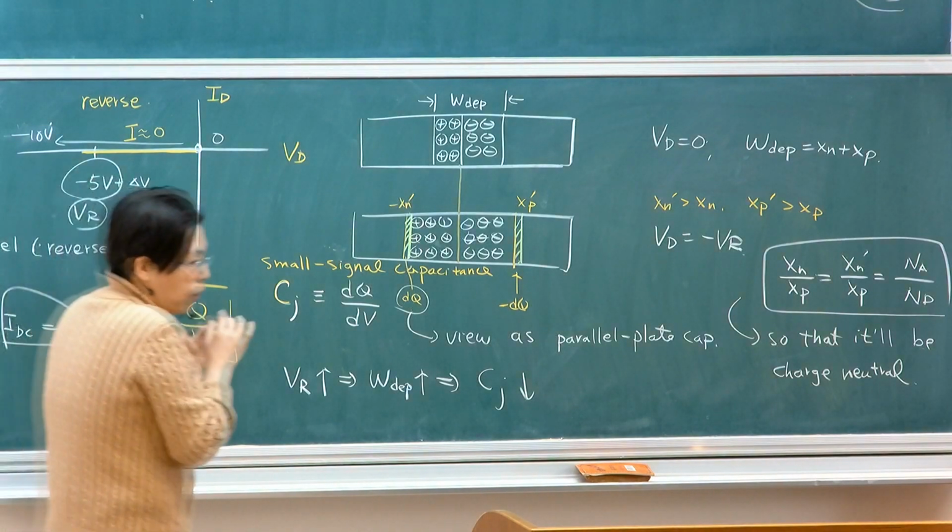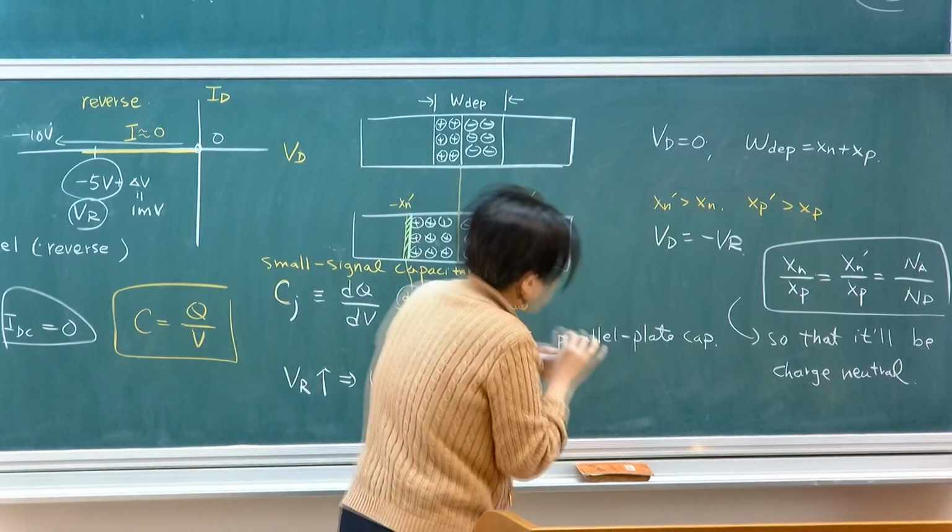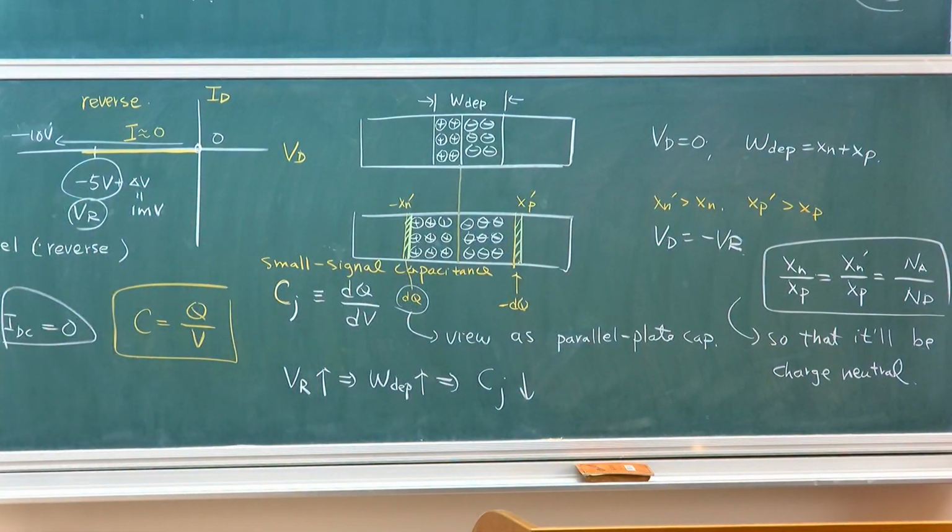So let me see if I have any space, so I can actually give you the equation. You will see that the junction capacitance is actually, been trapped before. I'm trying to fix this.